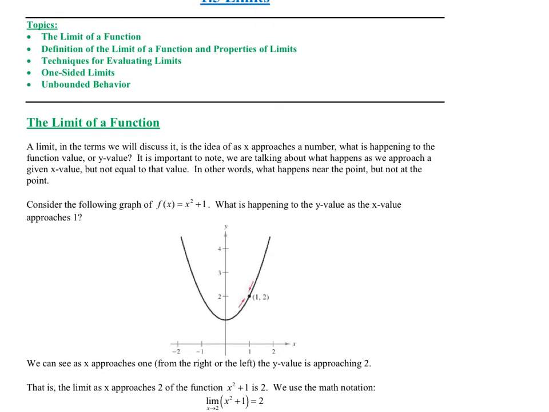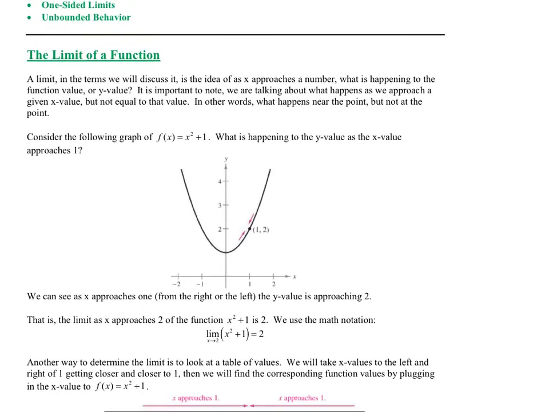A limit is the idea of as x approaches a number, what is happening to the function value or y value. It is important to note we are talking about what happens as we approach a given x value, but not equal to that value. In other words, what happens near a point, but not at that point. Because at a point, it might be undefined, and we don't care about that. We want to know what happens near the point.